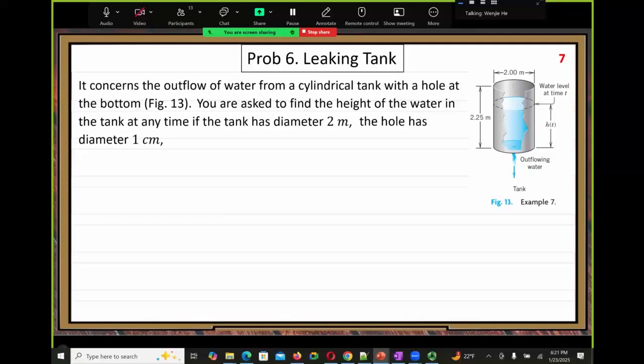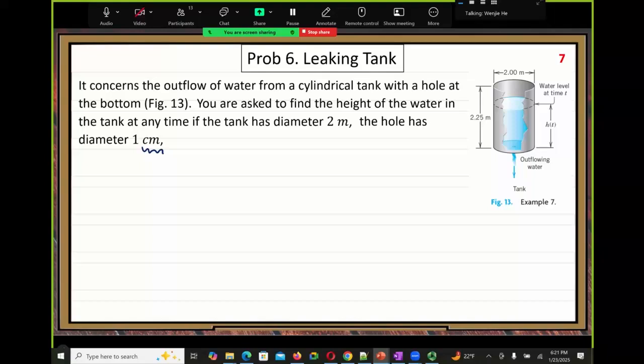And at the bottom, there is a small hole. That hole has a diameter of 1 centimeter, cm. A 1 centimeter small hole. So water flows out. Leaking. All right. So now you can consider there is a velocity of the water. What's the velocity of that water leaking out of the tank?